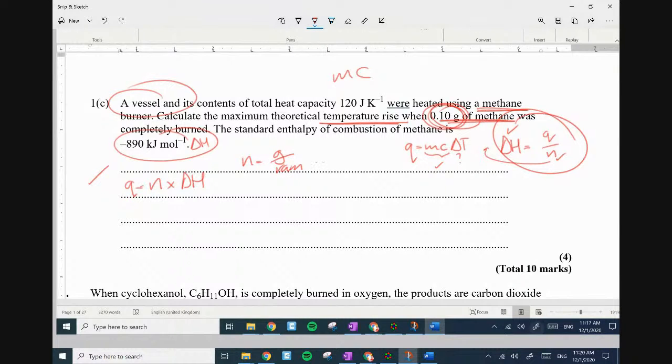Grams is 0.10 grams over the Mr of methane, and methane is CH4. So that's going to be 12.0 plus 1.0 times 4. So the answer there is 16.0.